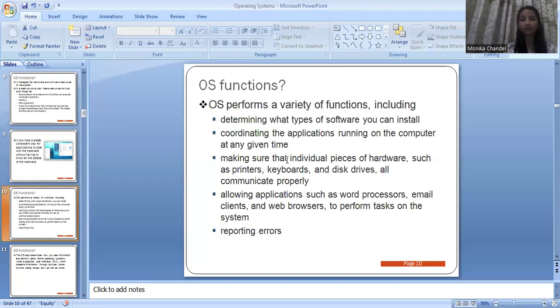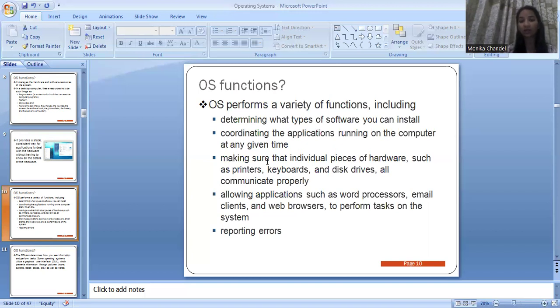OS functions. The OS performs a variety of functions that determine what type of software you can install. Yes, it coordinates the applications running on the computer at any given time. Operating system can manage all the process scheduling, which we will discuss further in this lecture. Operating system manages all the jobs, and what job will be run first and what job will be run after the first process.